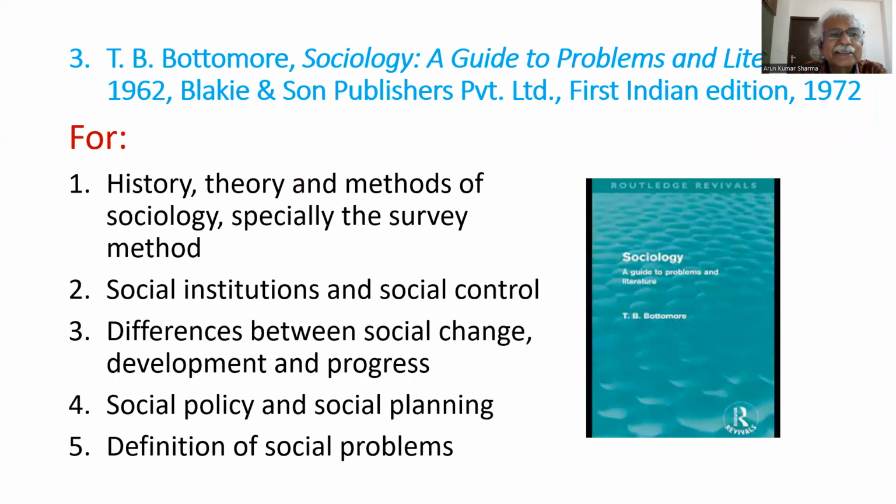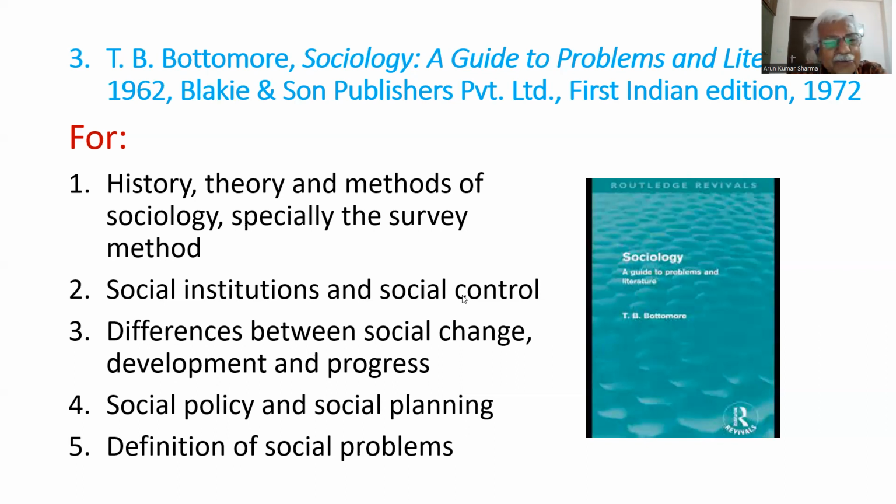The third book I will suggest is T.B. Bottomore's Sociology: A Guide to Problems and Literature. This was published in 1962, and first edition of this book, Indian edition, was published in 1972. Very important book. It tells you about the history, theory, and methods of sociology, especially the survey method. Why did survey method develop in sociology? What were the objectives of doing sociological research? How does it relate to ending certain problems of society like poverty, unemployment, etc., etc.?